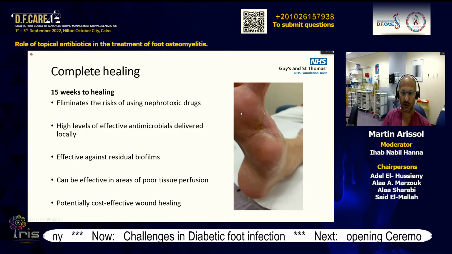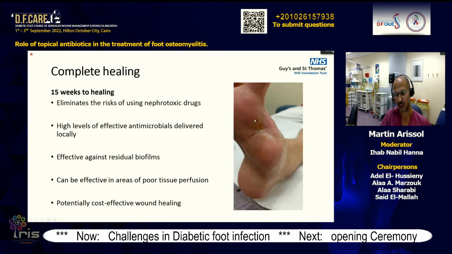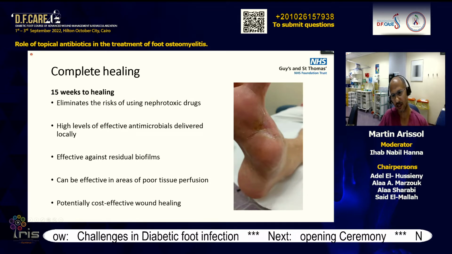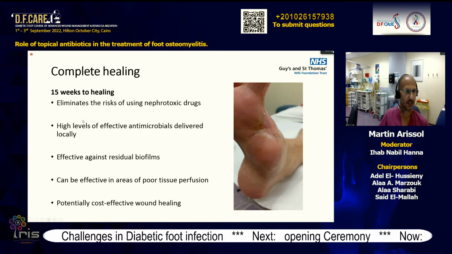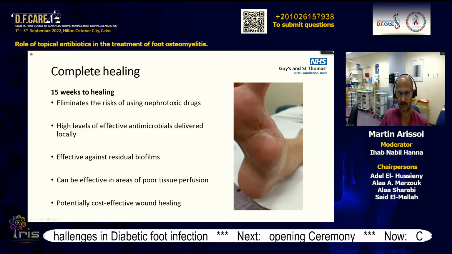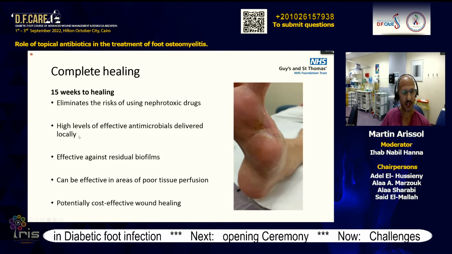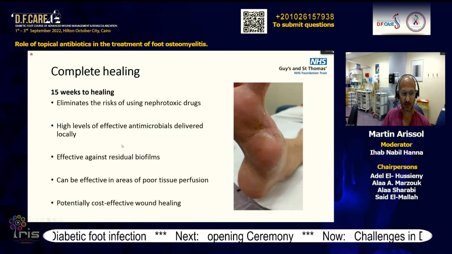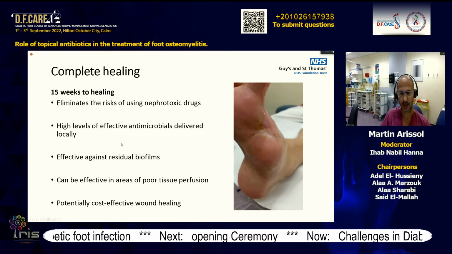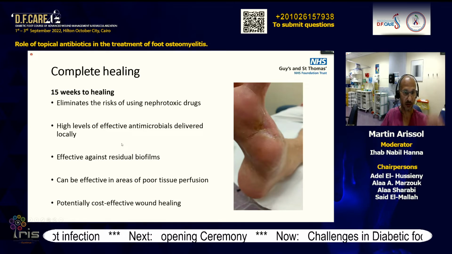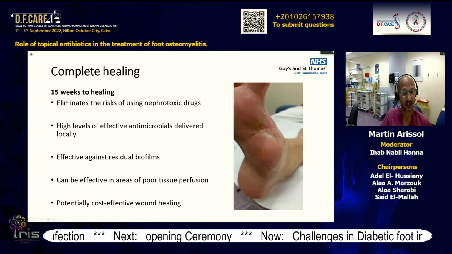So the reasons why we use this topical therapy, and the reasons why I chose this case, is that it's quite a challenging patient with vascular complications, because it eliminates the use of these nephrotoxic drugs on patients with renal complications. You get this high delivery of antibiotic directly to the wound, and you don't have to use oral antibiotics or parenteral antibiotics as well. It is effective against residual biofilms.